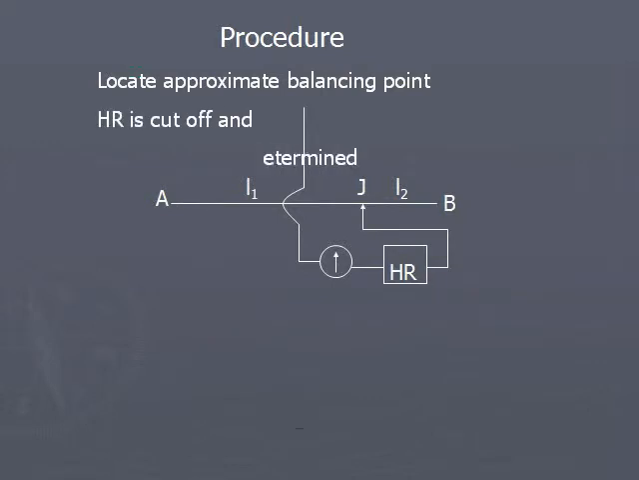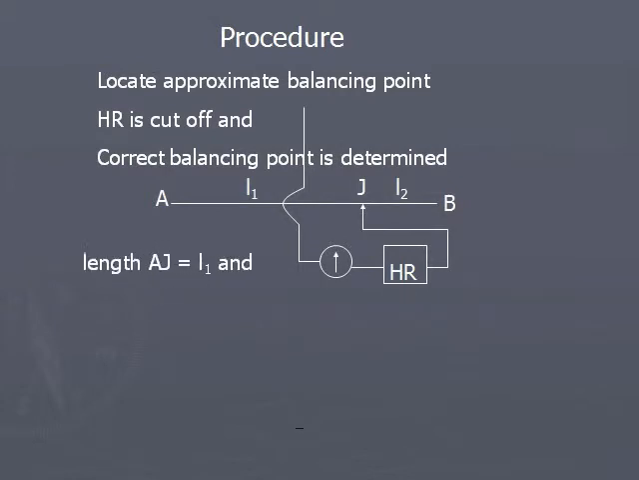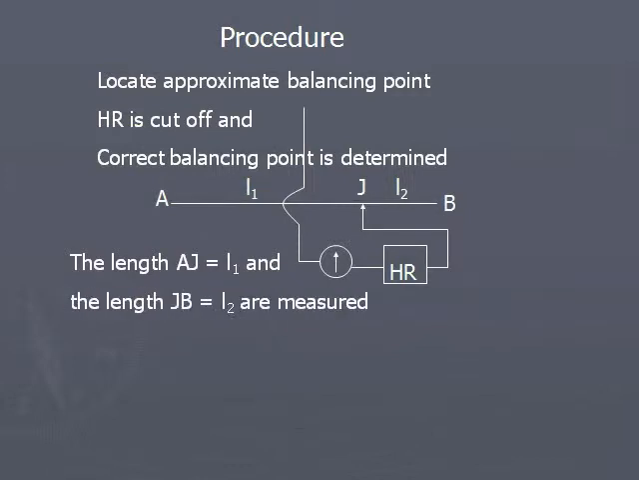Observe the deflection in the galvanometer. When the galvanometer shows nearly zero deflection, cut off the high resistance. Then you will get a large deflection. Now proceed slowly towards B by tapping.